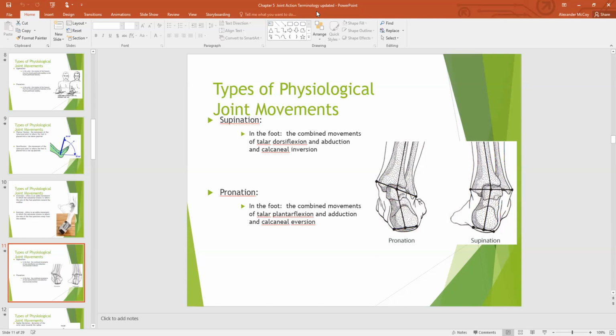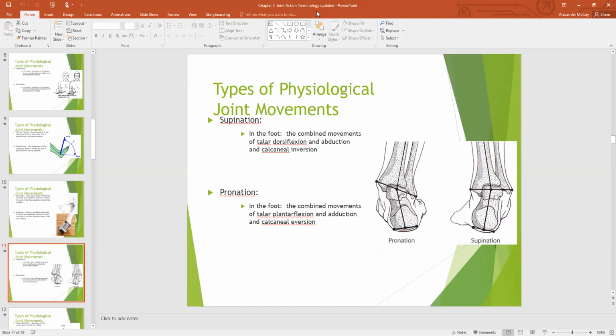If you're like, okay, my brain just hurts from you saying that, let's break it down. So supination is the combined movement of talar dorsiflexion. You remember dorsiflexion, that was where your toes pull up towards your shins. So visualize this with me, toes pull up towards your shins. Abduction, if you remember, means taking that away, and then calcaneal inversion.